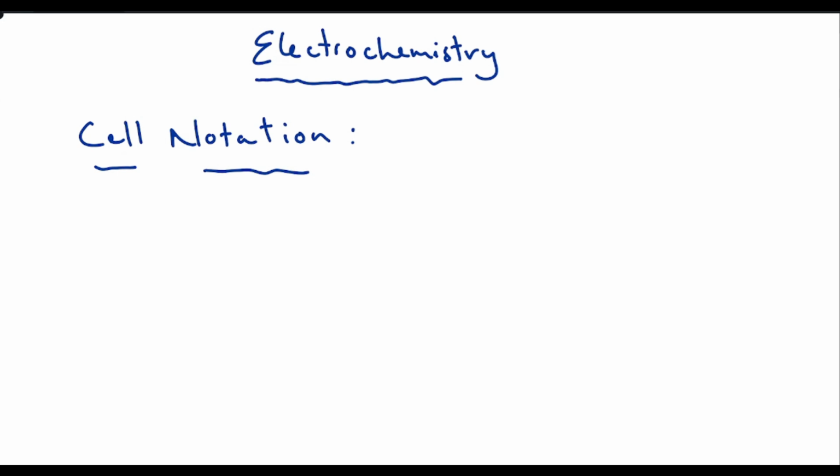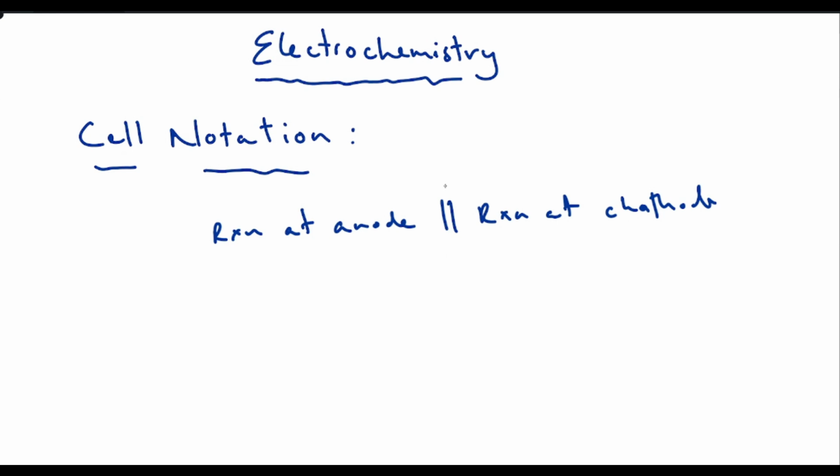Today we'll be dealing with how to write down cell notation under the topic electrochemistry. Now cell notation is essentially where we write down the reaction at the anode followed by a double line, and then we write down the reaction at the cathode. Now, when I say write down the reaction, it's just the product and reactant. It's going to be what is going to be oxidized and what's going to be reduced.